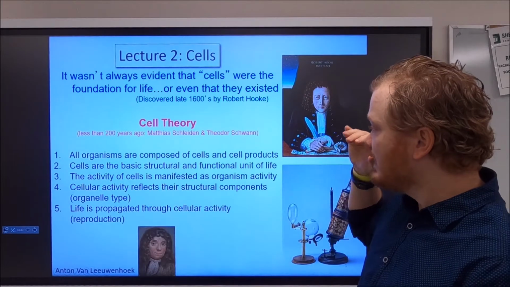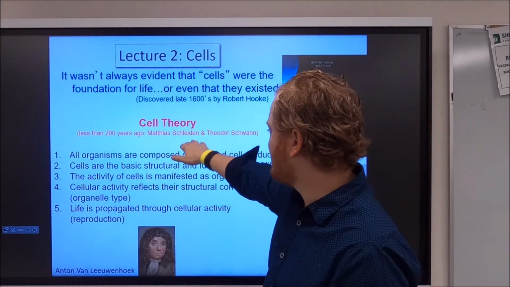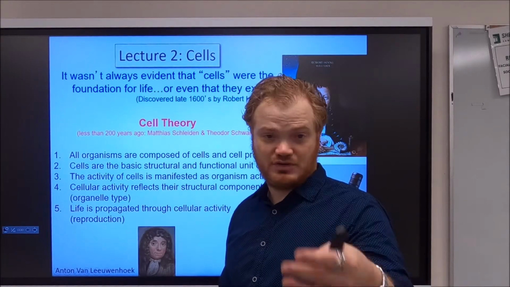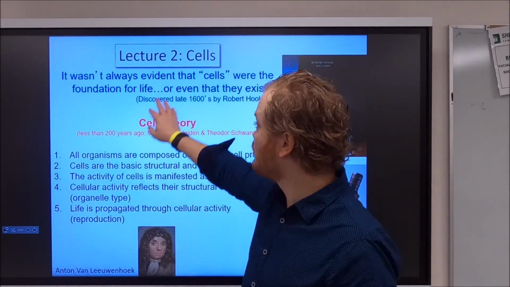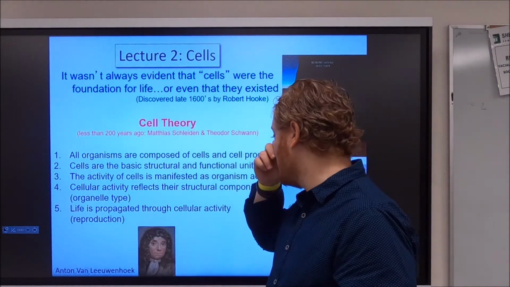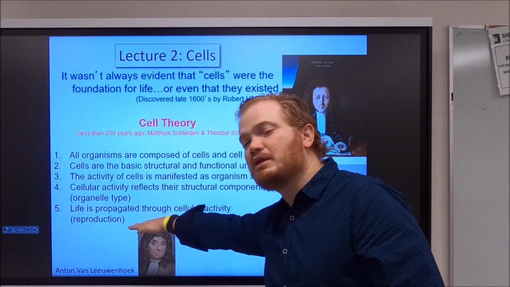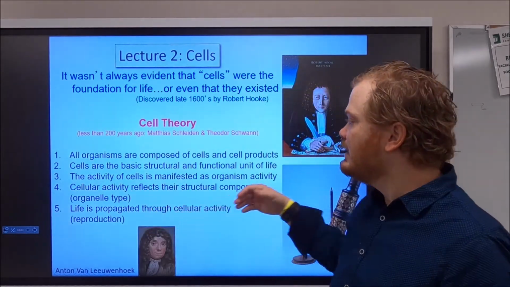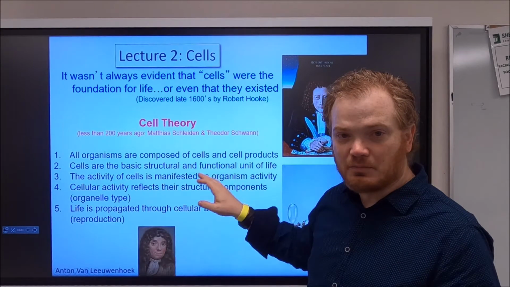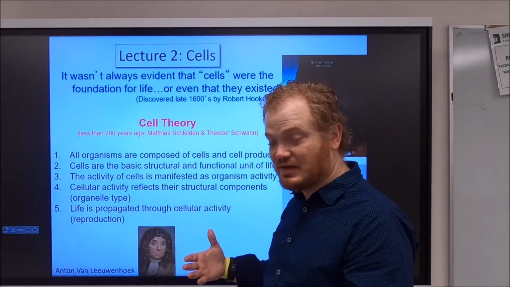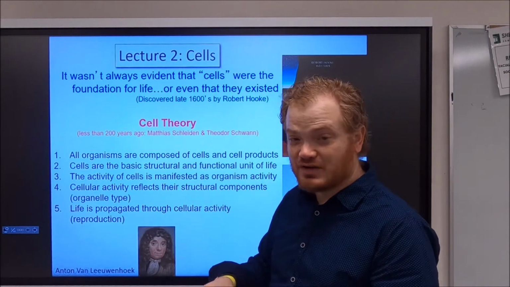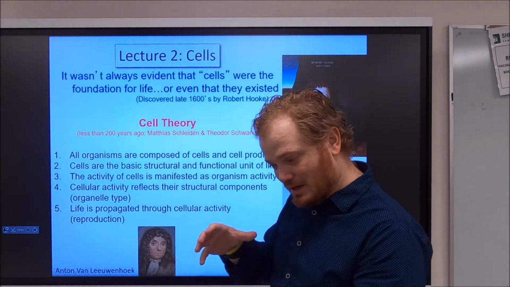Now, a few hundred years later, Matthias Schleiden and Theodor Schwann come along, and by the way, you don't have to remember the names necessarily. We're just looking at concepts here and tiptoeing into the world of cells. They defined what we now call cell theory. Cell theory states the following: all organisms are composed of cells and cell products. That means if you're alive, you've got cells. Cells are the basic structural and functional unit of life. At its smallest level, cells begin what life is.